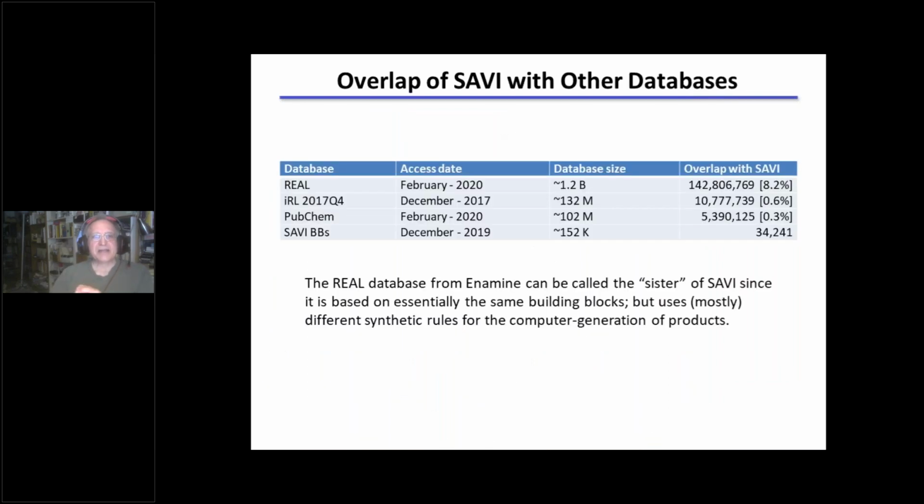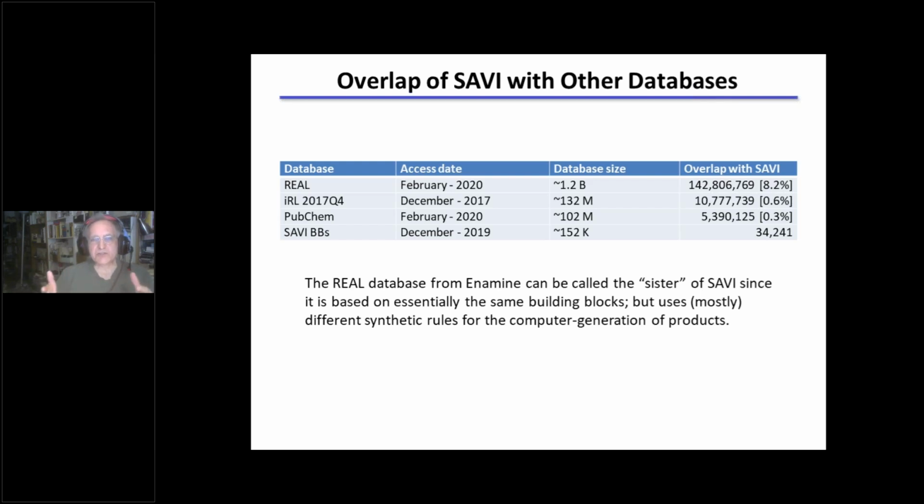Okay, so we calculated the overlap of SAVI with other databases, and at the top line you see the overlap with the REAL version back then in 2020, which had about 1.2 billion molecules. And the overlap was about 8%, and that's a very good result, because remember, it used essentially the same building blocks as REAL. So you expect that to happen.